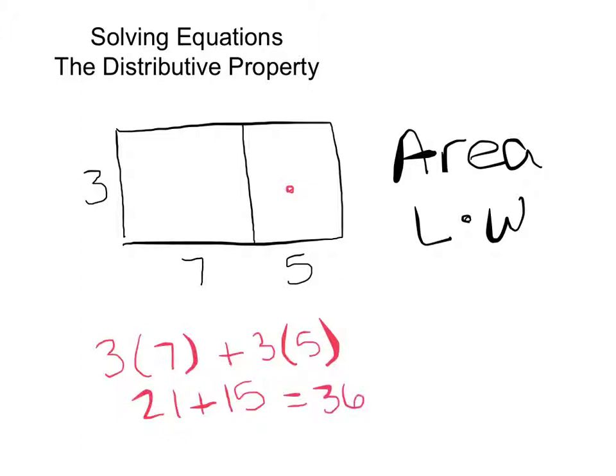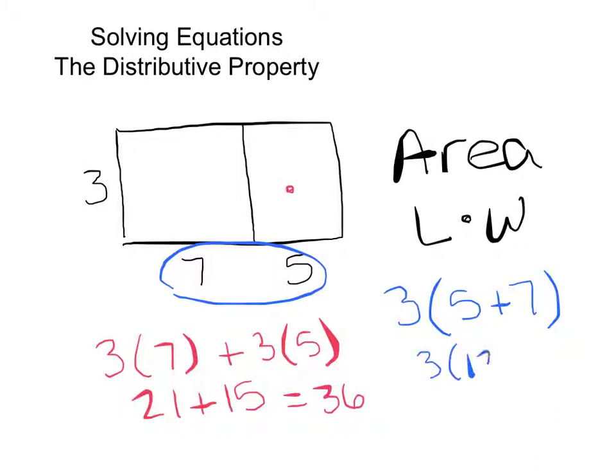Now, did anybody do it a different way? Another thing you could do is say that side of the rectangle is 7 and 5, which means 7 plus 5 is the whole dimension. So you could simply say that the area is 3 times the quantity 5 plus 7. Now, let's check to see if this is the same thing. 3 times 5 plus 7 is 3 times 12, which is 36. So now we can see that these two statements are exactly the same thing. They both equal 36. This is a good example of what the distributive property is like.